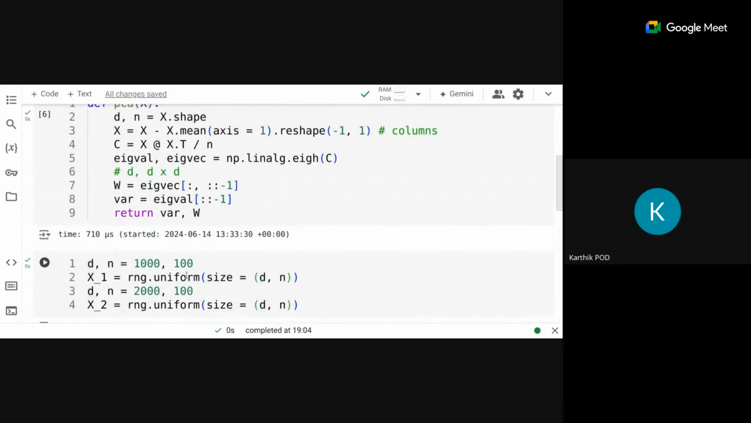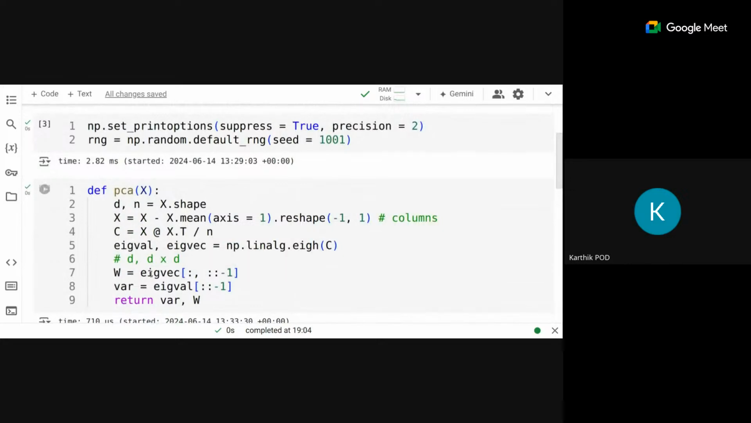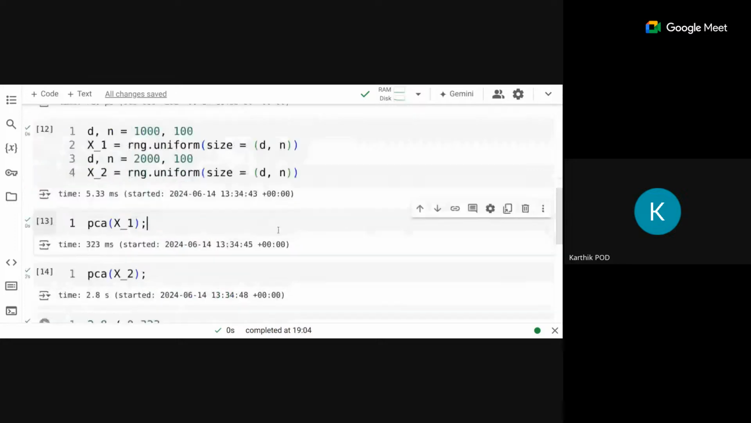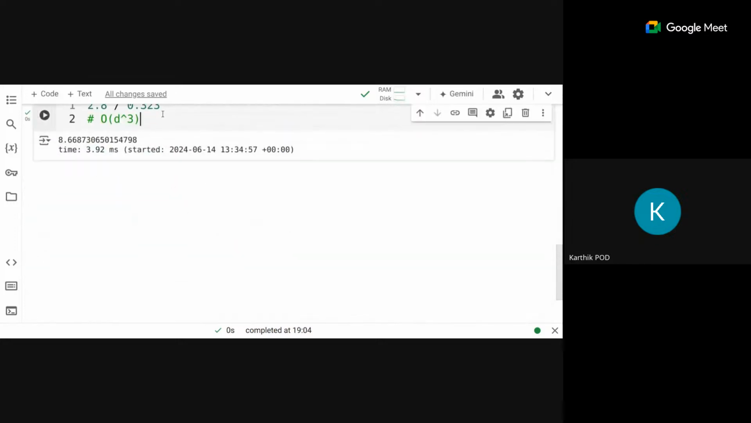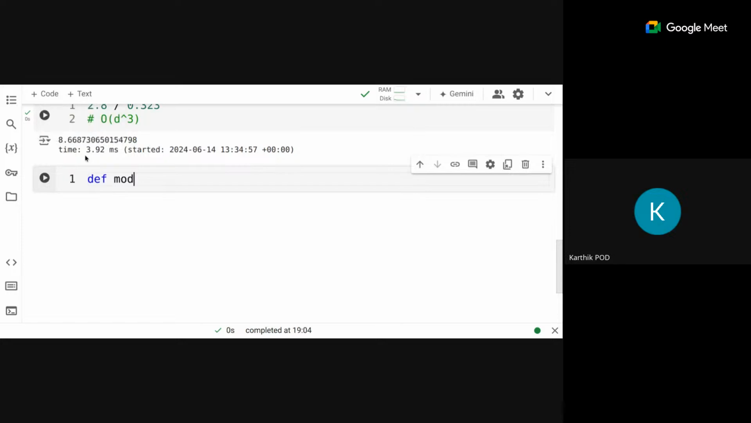So that is the computational cost. We can fix this, and I'll also show you that code. It's an interesting code. We'll come down and start from here. This is what I'll call modified PCA.